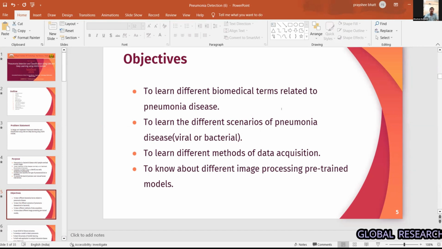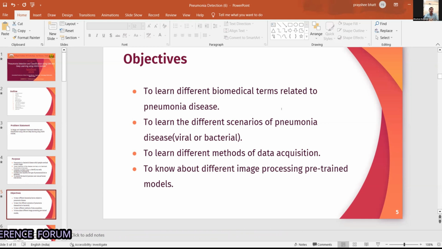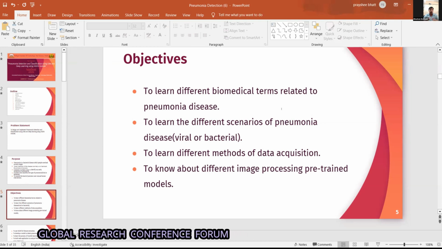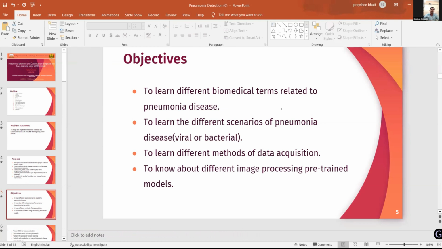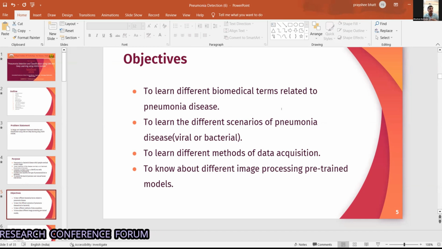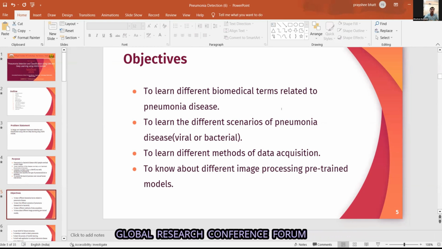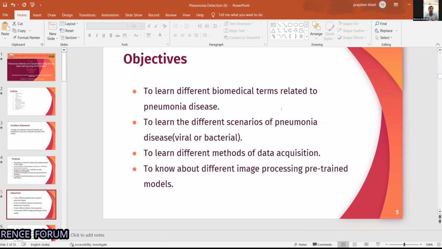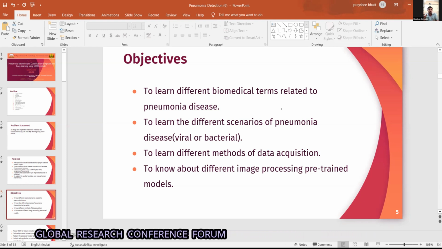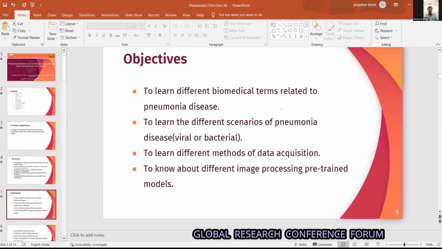Now we will discuss the objective. The objective is to learn different biomedical terms related to pneumonia diseases. We are all engineers, but we have to know some technical terms related to diseases and medical terms also. So in this topic we will learn some biomedical terms, to learn the different scenarios for pneumonia diseases. There are two basic scenarios: one is viral and the other is bacterial. How bacterial pneumonia affects, and how we can detect whether pneumonia is bacterial or viral, is the one algorithm to analyze viral and bacterial.